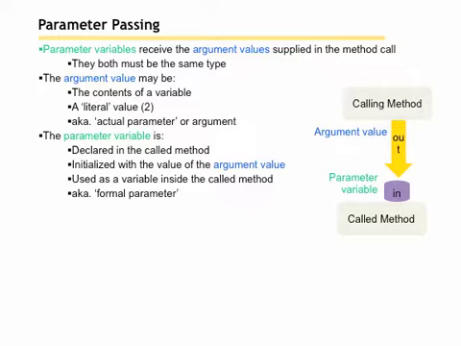We sometimes call arguments actual parameters. You might see that terminology used. Actual parameter or argument, it means the same thing. Parameter variables are also called parameters, and they are declared inside the method header. They are initialized by the argument, and they are used as a variable inside the called method. They're also called the formal parameter.